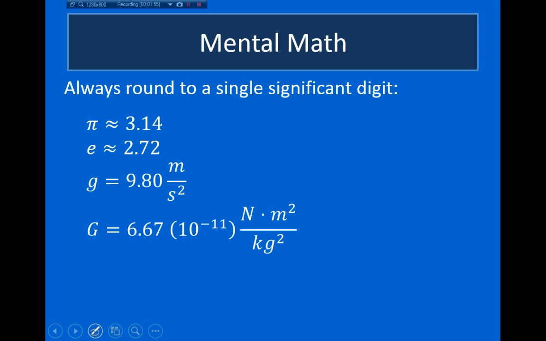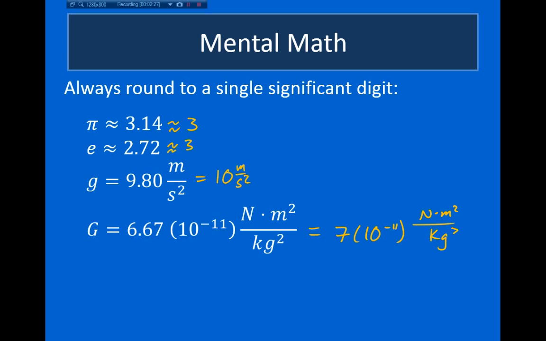So just rounding. If I have something like pi, which is 3.14159 or whatever it is, we can say this is just approximately 3. E, Euler's number, again, approximately 3. Little g, the acceleration due to gravity, is approximately 10 meters per second squared. Big G, the universal gravitational constant, again, just 7 times 10 to the minus 11 Newton meters squared per kilogram squared. Just round every one of these numbers to the nearest whole number, okay? Don't try to keep all of these digits.